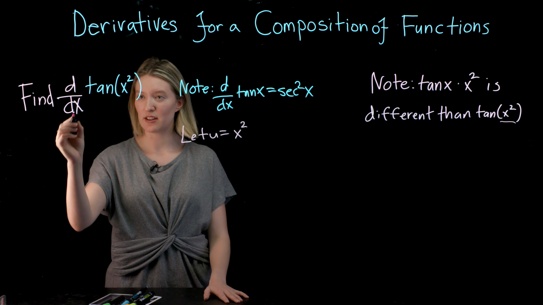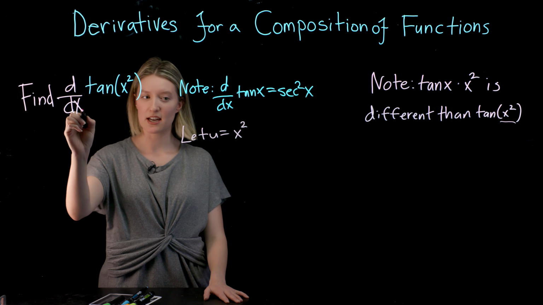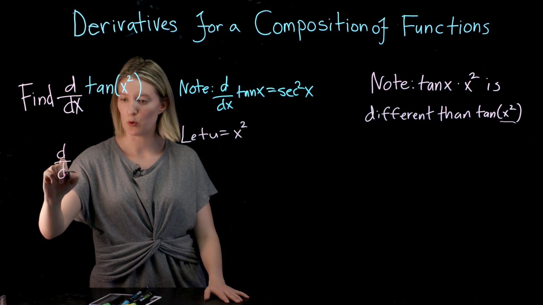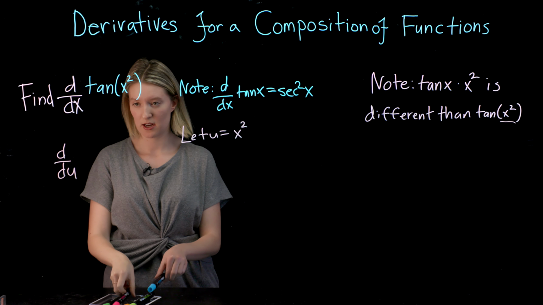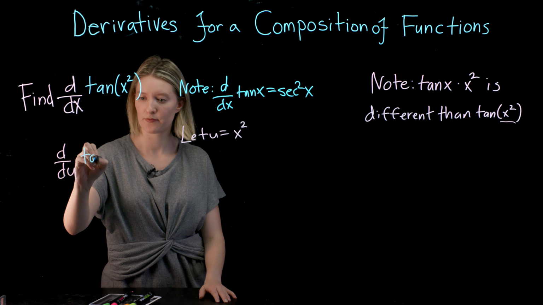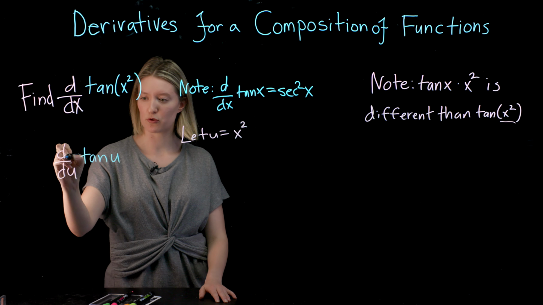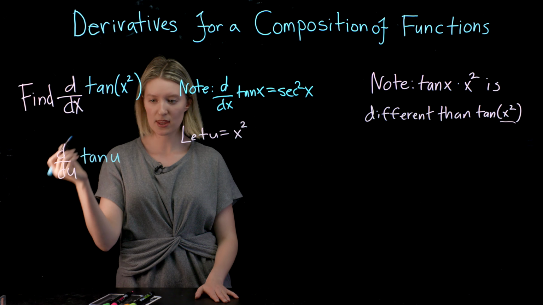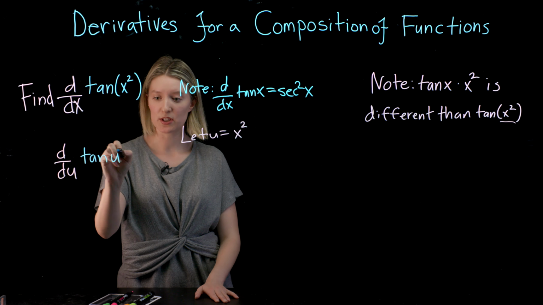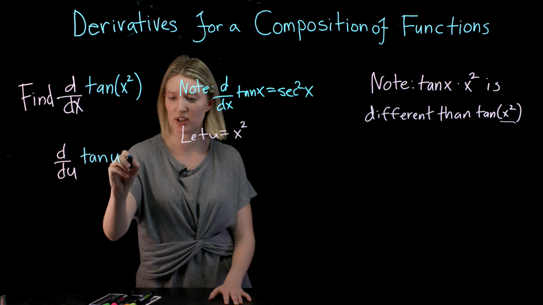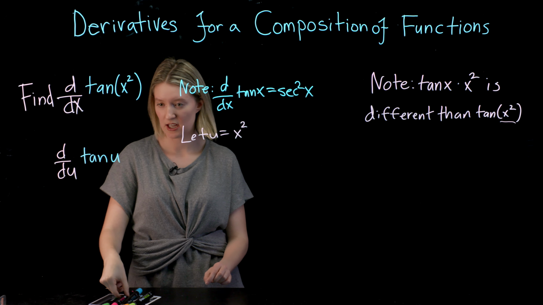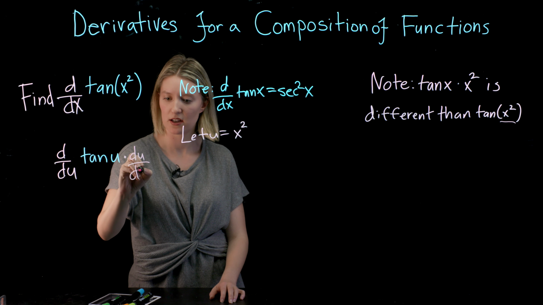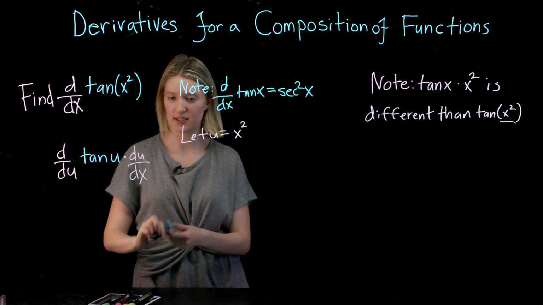I'm going to be rewriting my inside function as a placeholder with a single variable. So then when I'm taking the derivative of the tangent of x squared, instead of taking the derivative with respect to x, I'll be taking the derivative with respect to u, since that's what I use as my placeholder. And I have the derivative with respect to u of tangent of u. And this I know how to take the derivative of. However, because I am using u as a placeholder for my inside function, I would then also have to take the derivative of that inside function, which was x squared.